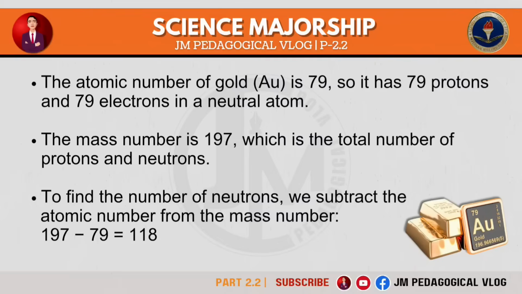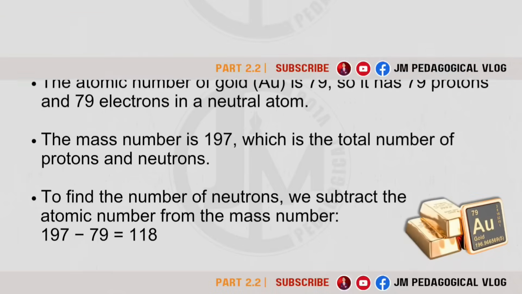The atomic number of gold is 79, so it has 79 protons and 79 electrons in a neutral atom. The mass number is 197, which is the total number of protons and neutrons. To find the number of neutrons, we subtract the atomic number from the mass number. 197 minus 79 equals 118.